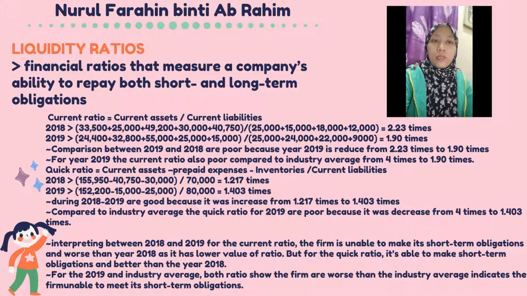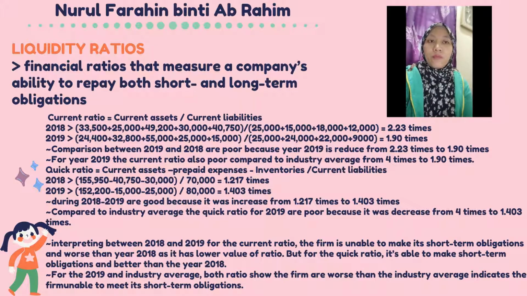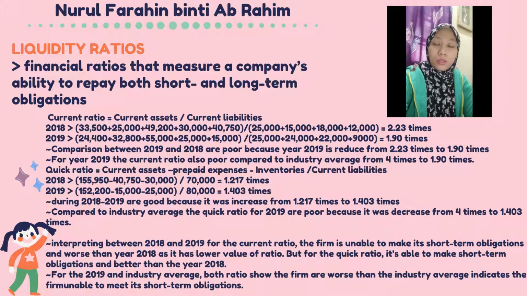Next is the quick ratio. The formula is current assets minus prepaid expenses minus inventories, divided by current liabilities. For 2018, we have total current assets of 155,950, minus prepaid expenses 40,750, and minus inventory 30,000, divided by 70,000, which is the total current liabilities. We get 1.217 times.